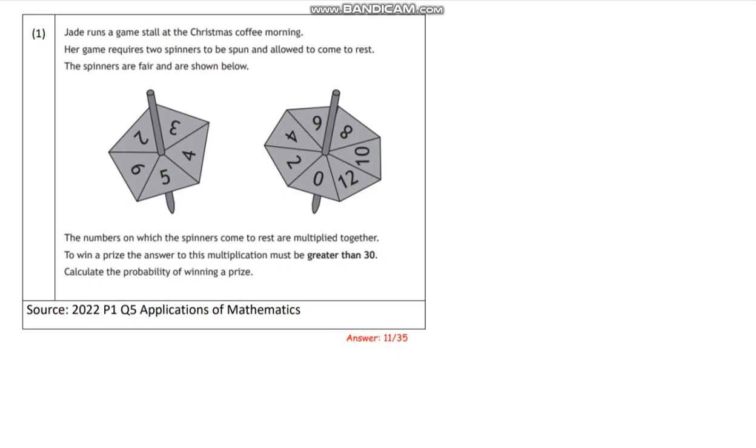Okay, let's look a little bit at probability. With probability, all you need to remember is that it's like a ratio. It's your favourable outcome, the thing you're looking at, over the total number of outcomes. It's as simple as that.